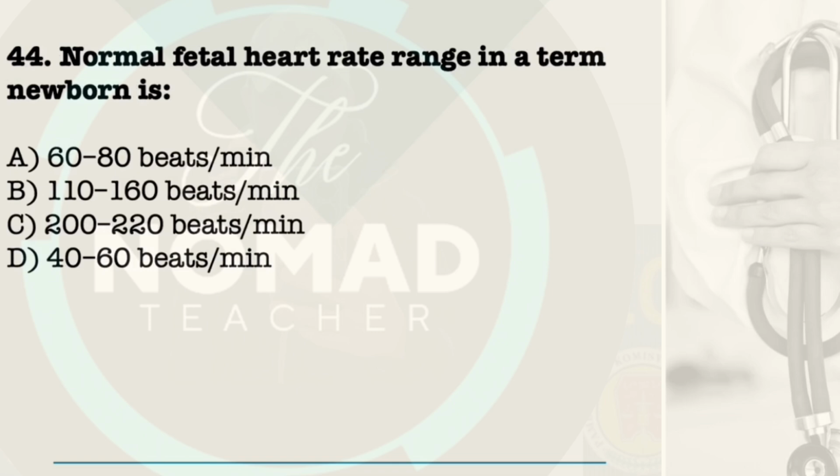44. Normal fetal heart rate range in a term newborn is: A. 60 to 80 beats per minute. B. 110 to 160 beats per minute. C. 200 to 220 beats per minute. D. 40 to 60 beats per minute.